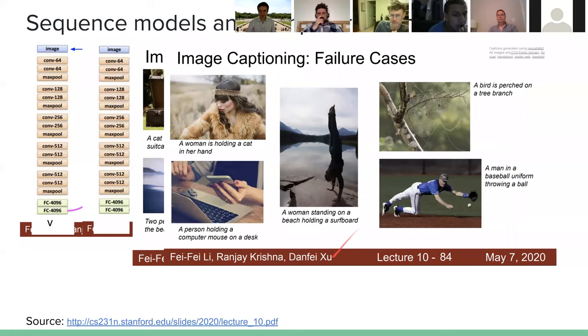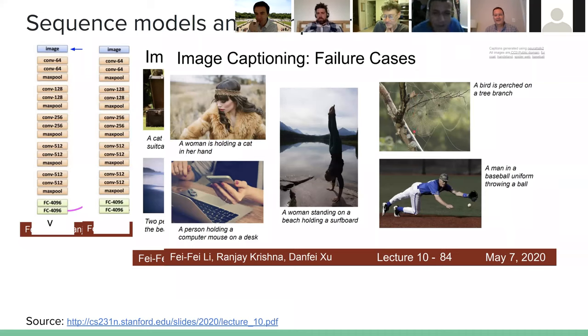Looking at some other ones that didn't do so well: a woman is holding a cat in her hand, maybe the fur threw off the network. A person holding a computer mouse on a desk, maybe this RSA key fob threw off the network, maybe it has never seen such a device. A woman standing on a beach holding a surfboard, maybe this direction made the network think that this is a surfboard. A bird is perched on a tree branch, maybe it saw a lot of branch trees and birds together. I mean, isn't that a bird there?